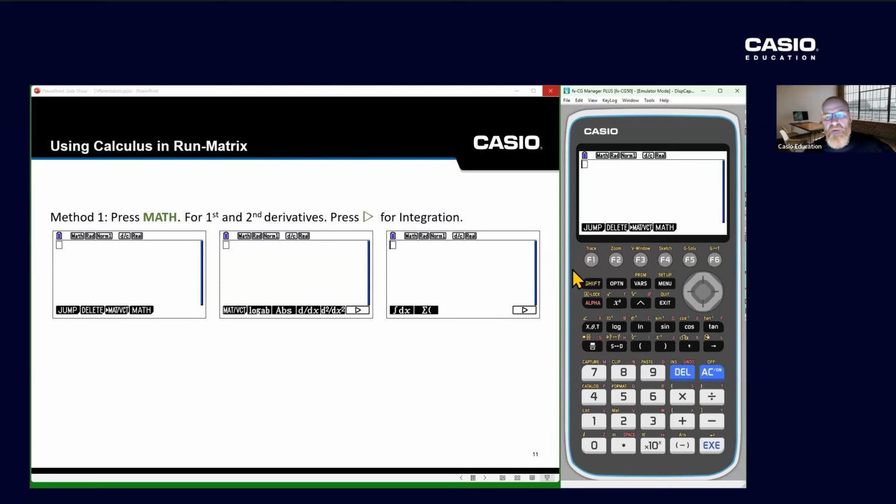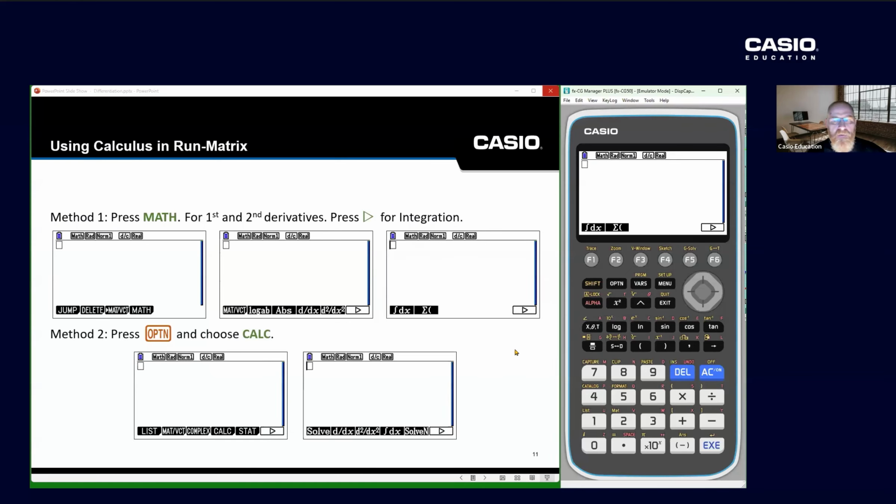There are two methods, like I say. First of all, you've got Math available as your on-screen choice. If you choose that, you can see that you've got first and second derivatives available, and choosing the further menu with F6 gives you access to the integral template as well. The second method, which I actually prefer, is using Option and Calc. If you've ever attended one of our induction sessions, you've probably seen this before because that's how you access Solve N. Here you've got first and second derivatives as well as the integration template all on the same screen. Just makes life a little bit easier.